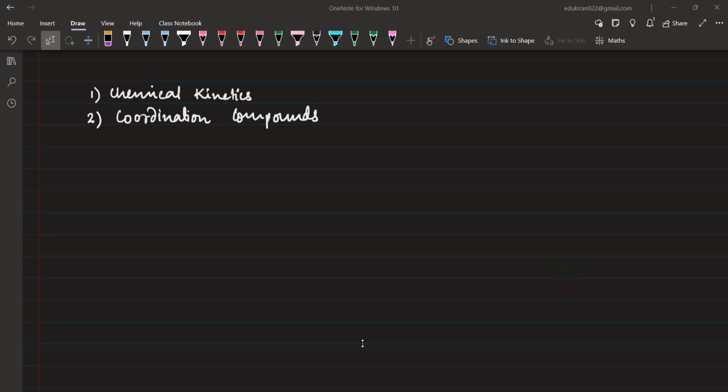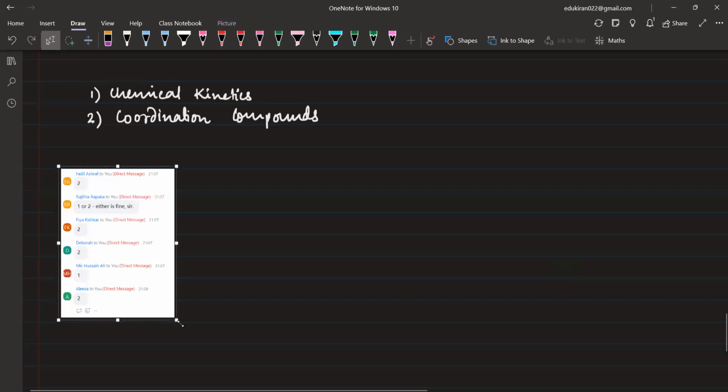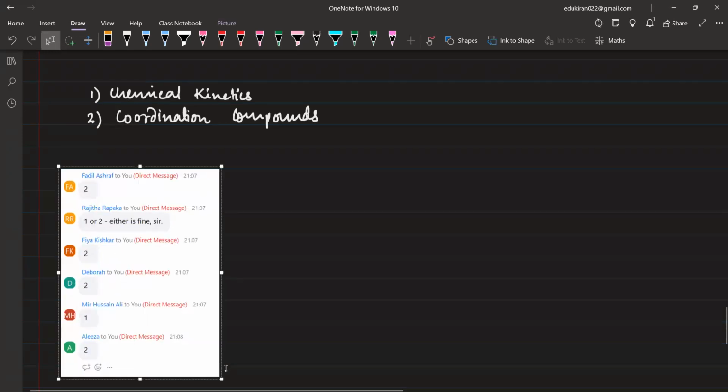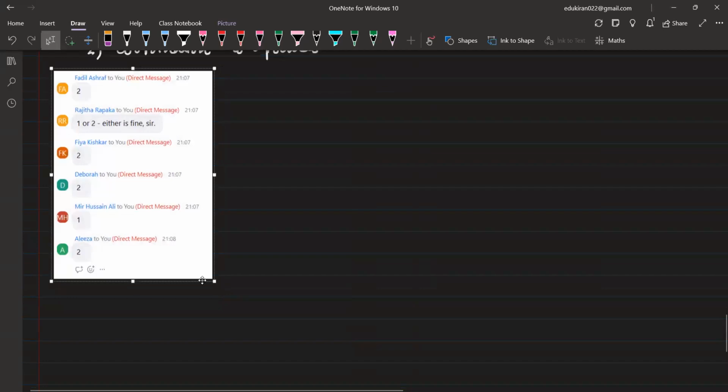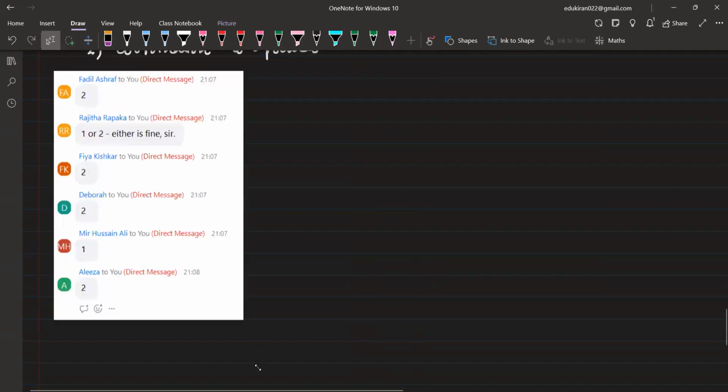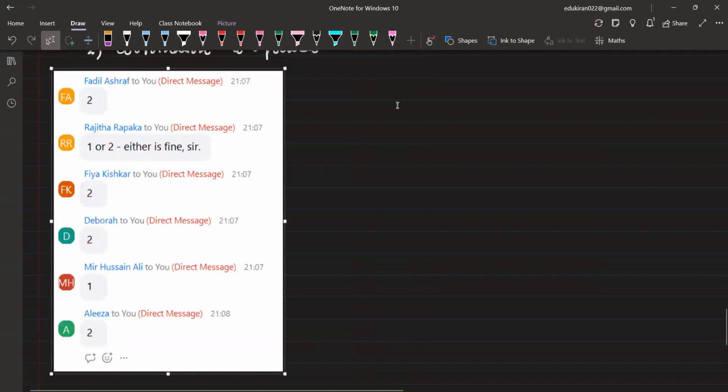Okay, so coordination compound has 1. These are the votes. Okay, so only Mir is asking to do chemical kinetics. Everyone else is asking me to do chapter 2. Rachita is neutral, and says do as you please, sir. Okay, fine. So we will start coordination compounds.